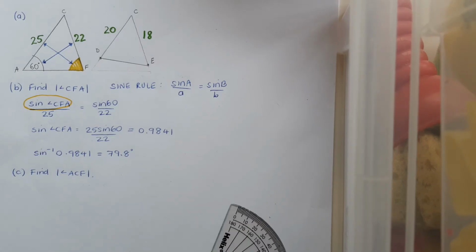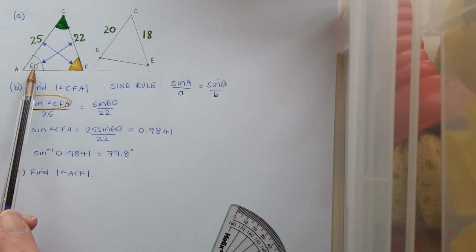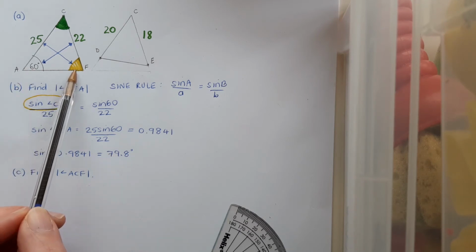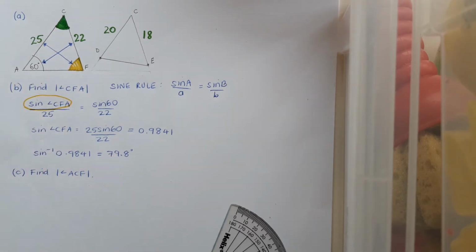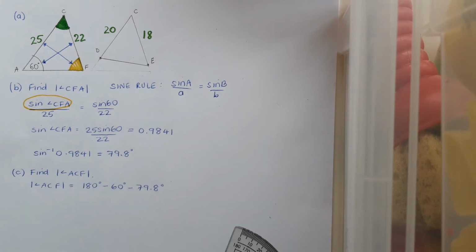Part C of the question asks me to find the angle ACF. So that's this angle up here at the top. And since I know the other two angles are 60, and I just found 79.8, it's easy to get the third angle by just taking those two away from 180. And I get 40.2 degrees.